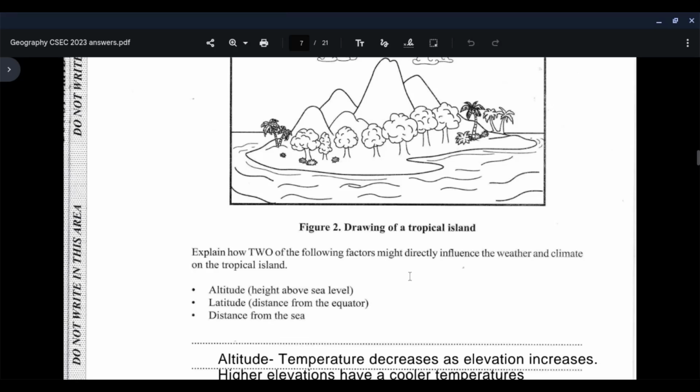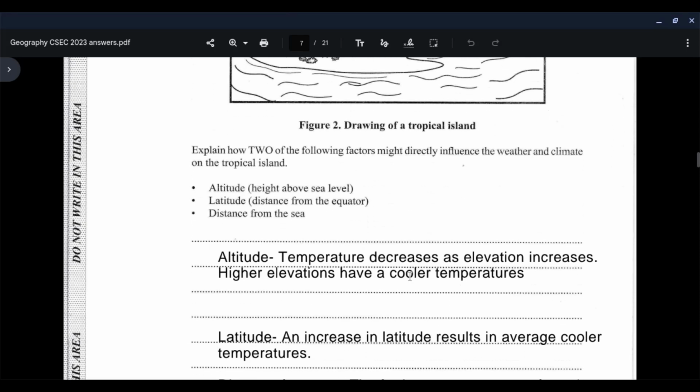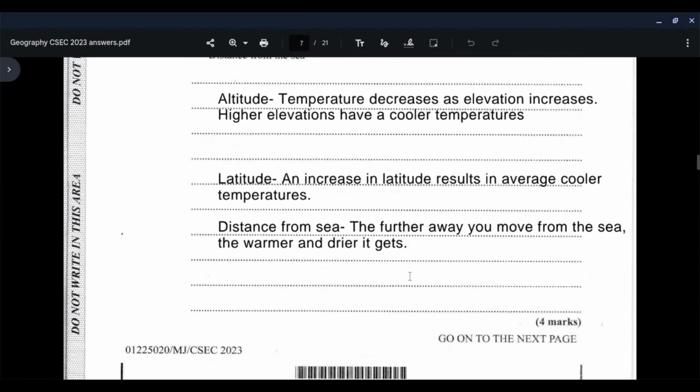So for this island, once the breeze leaves from over the ocean, it starts to lose that moisture. So locations closer to the coast will have a more moist and a more cool climate or weather condition, while places further inland will be drier as a lot of dry breeze or wind will reach those areas. Once you were able to explain any 2, then 4 marks belong to you.